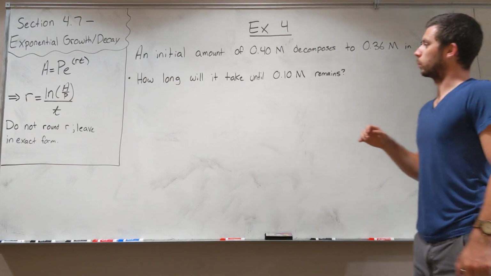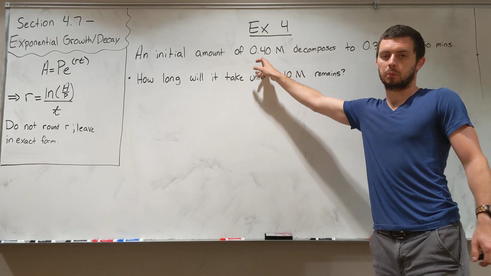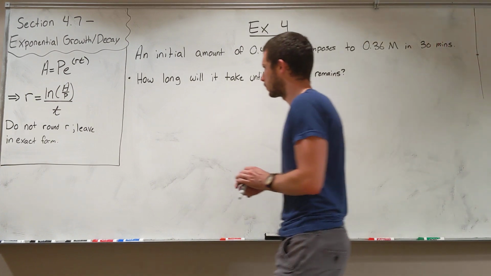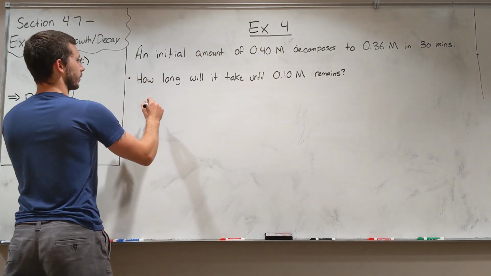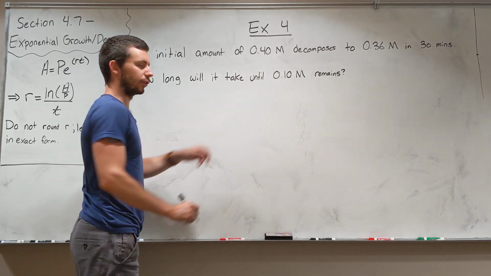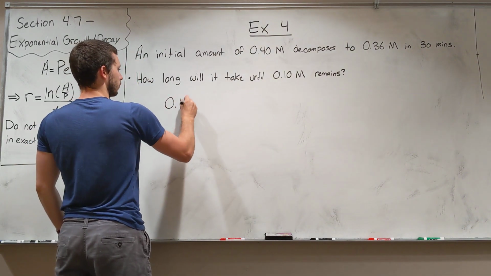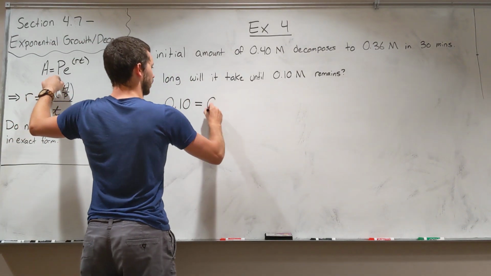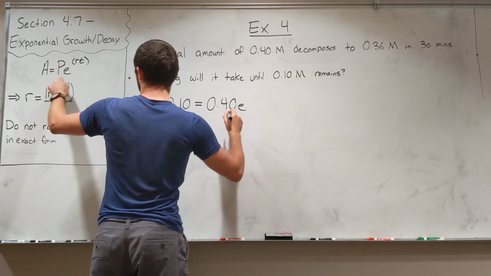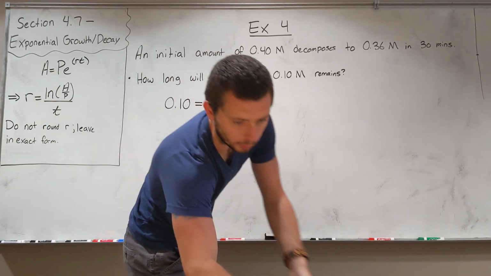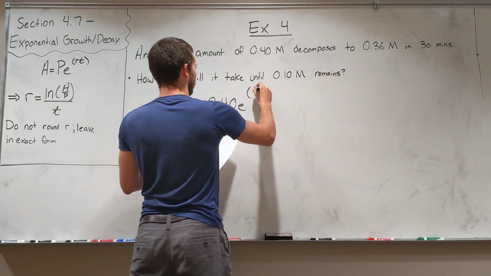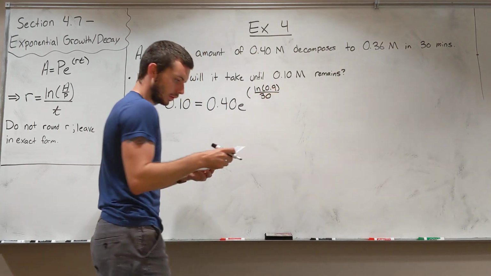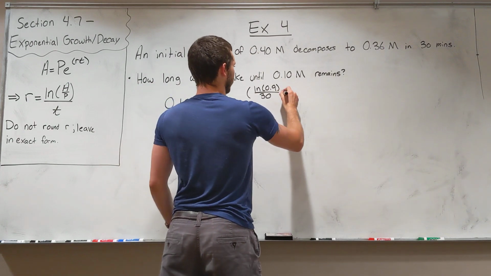The second part of this problem wants to know how long it takes for the 0.40 to reduce down to 0.10. How long implies we're looking for time. So we set up all of our givens. The final amount is 0.10, and that is equal to, following the PERT formula, the initial amount being the 0.40, still e, and the rate that we found in the previous part, natural log of 0.9 divided by 30. And the time is unknown. That's what we're looking for at the moment.